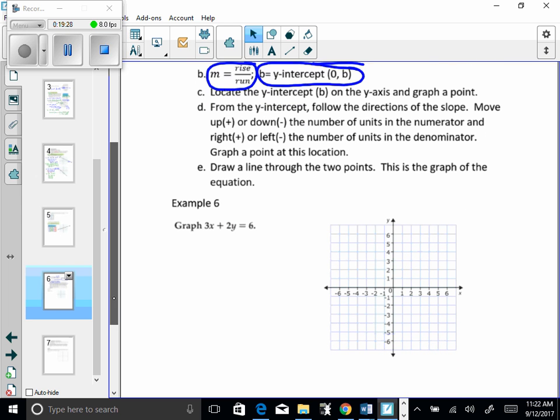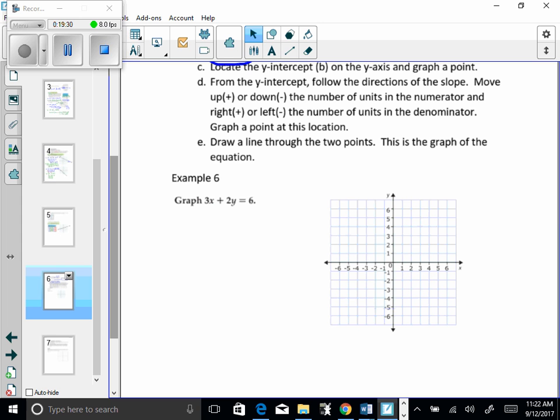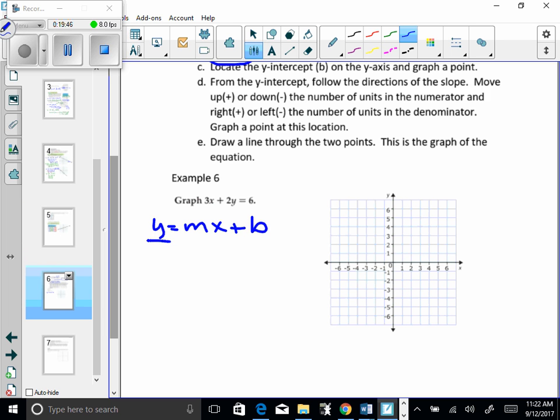And now we talked about only needing really 2 points to draw a line, and now we have our 2 points, and that's the graph of your equation. But before we get started, we do want to take our equation and make sure it's in slope-intercept form, which is y equals mx plus b. So that just means that we need to solve for y. We're going to take that equation, we're going to get y all by itself.